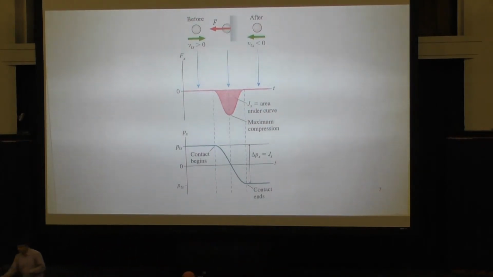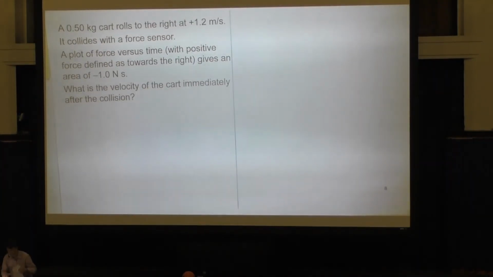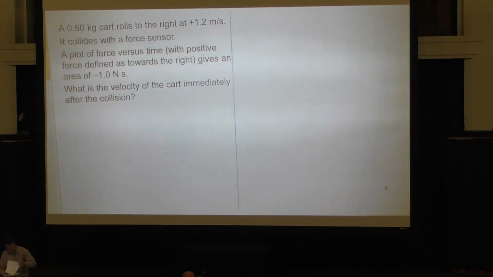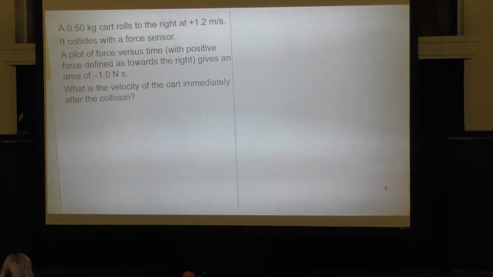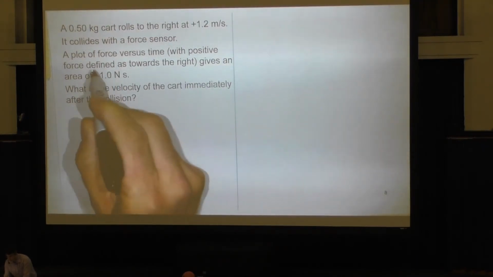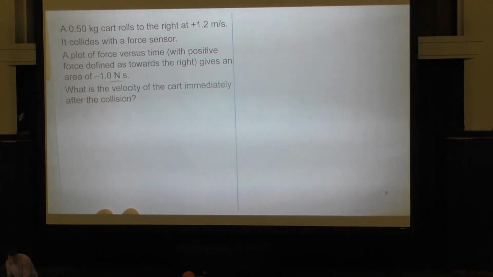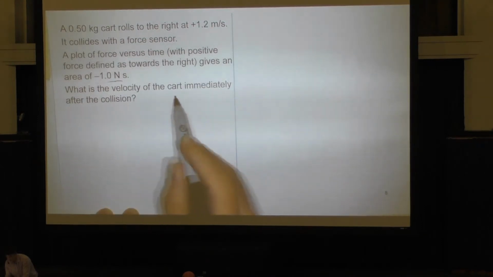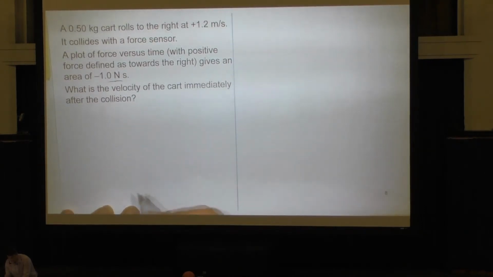And we'll do an example, which is similar to what you've been doing. Let's say you've got a 0.5 kilogram cart, rolls to the right at plus 1.2 meters per second, and then it collides with a force sensor. And you make the little plot of force versus time on your computer, and you find that the area is negative 1.0 newton seconds. What is the velocity of the cart immediately after the collision?